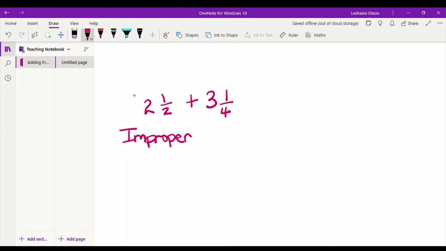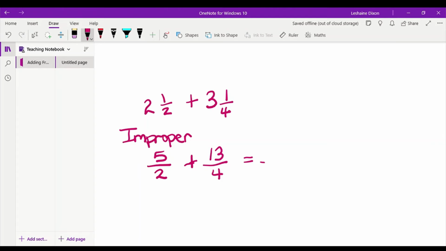So 2 times 2, 4, plus 1, 5 over 2, plus 3 times 4 is 12, plus 1, that is equal to 13 over 4. So now we're left with something that we're a little bit more familiar with. The next step is to find the LCM. The LCM of 2 and 4 is equal to 4.